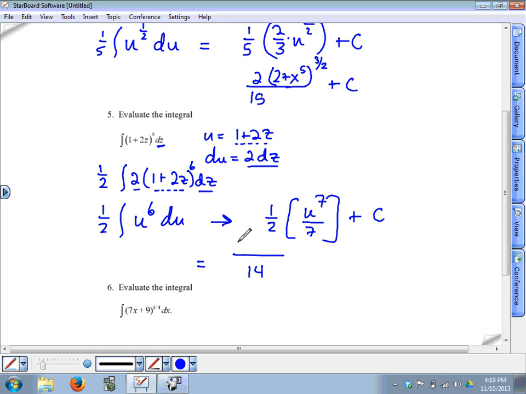Now when substituting here, we're going to get a denominator of 14. In the numerator, if we unsubstitute for u, we're going to get 1 plus 2z to the 7th power plus c.